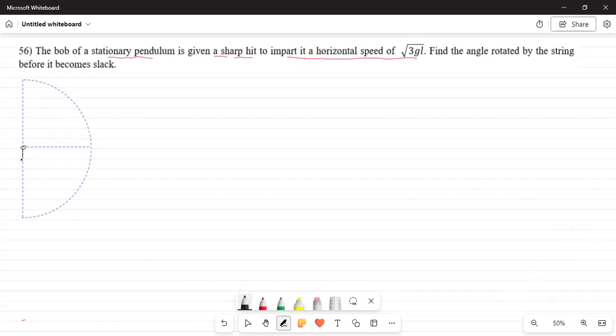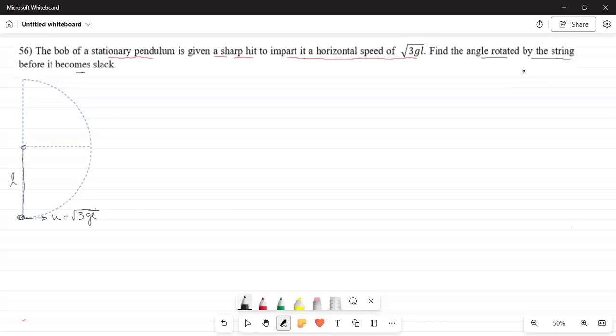Say this is the pendulum. I have drawn a semicircle already because drawing a freehand circle is very difficult. This is a pendulum and it is given a short hit, say initial velocity u equal to root 3gL, where L is the length of the string. Find the angle rotated by the string before it becomes slack.